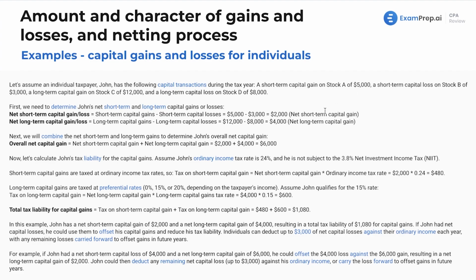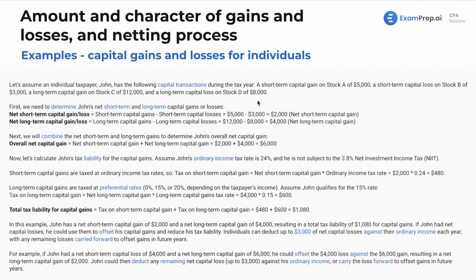All right, here's a big, great example. We're going to run through a bunch of points here, get you ready for the exam. Let's assume that an individual taxpayer, John, has the following capital transactions during the tax year. You've got a short-term capital gain on stock A of $5,000, a short-term capital loss on stock B of $3,000, a long-term capital gain on stock C of $12,000, and a long-term capital loss on stock D of $8,000.